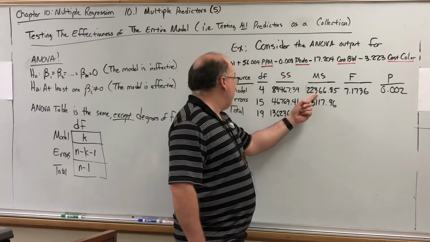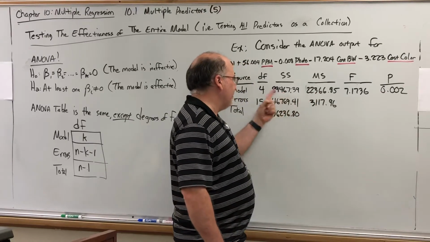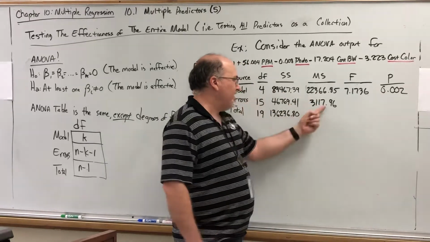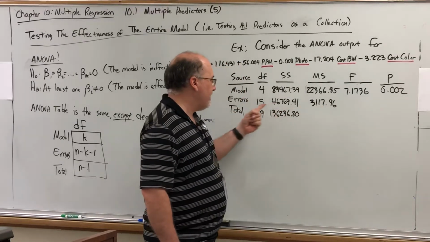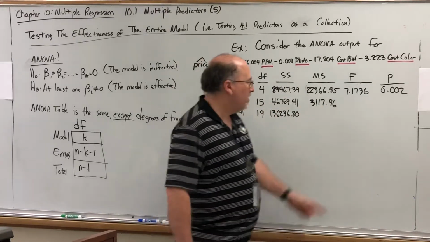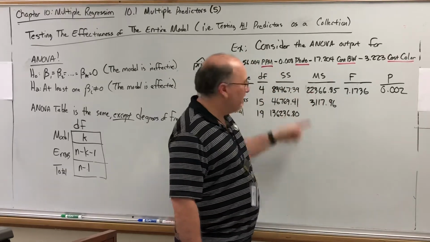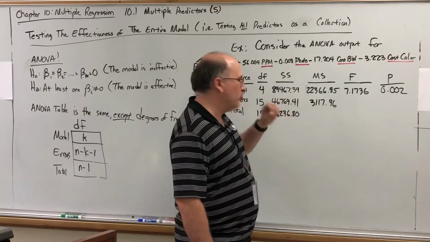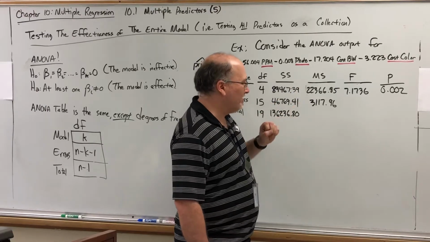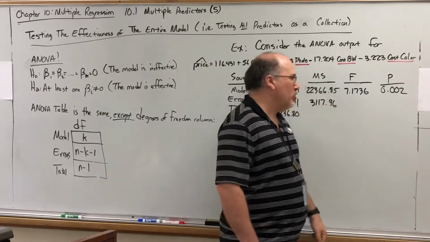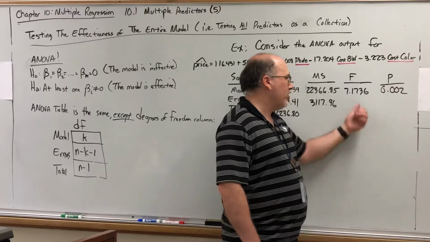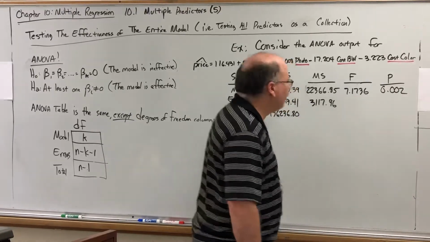For example, the MS model is the SS model divided by its degrees of freedom, and the MS error is the SS error divided by its degrees of freedom. And the formula for the F statistic is still the ratio of the MS's, MS model divided by MS error. And then the p-value is the area of the tail cut off by the test statistic.